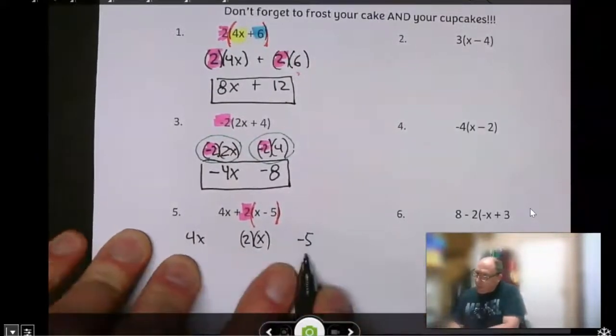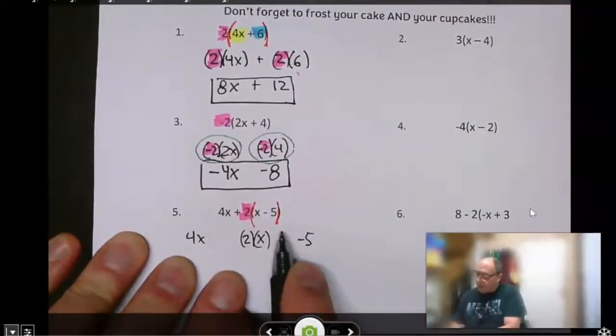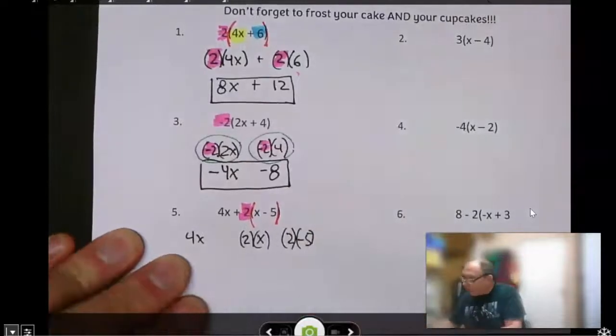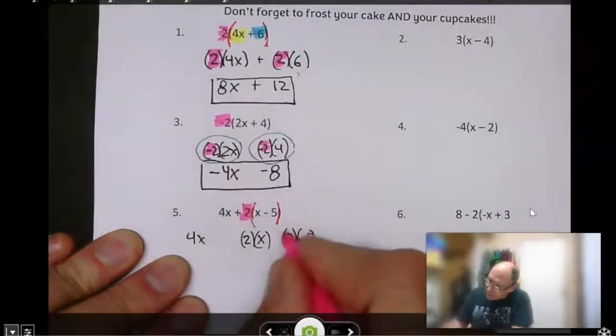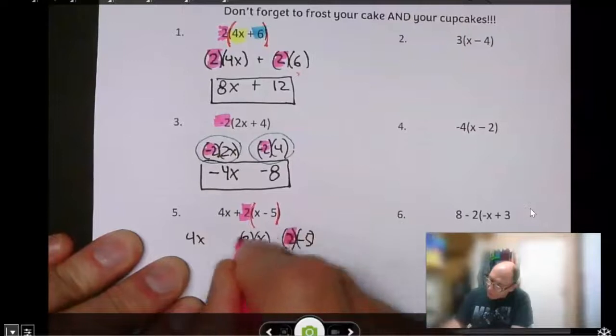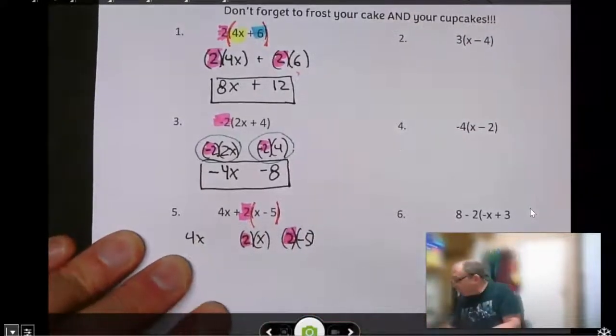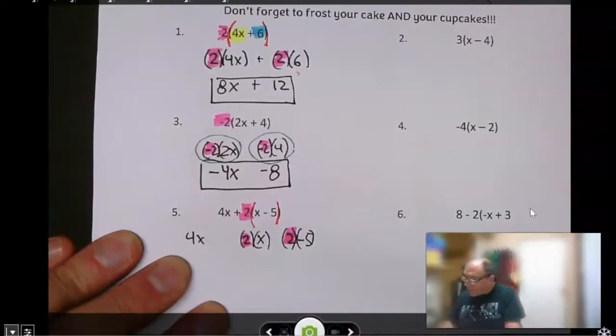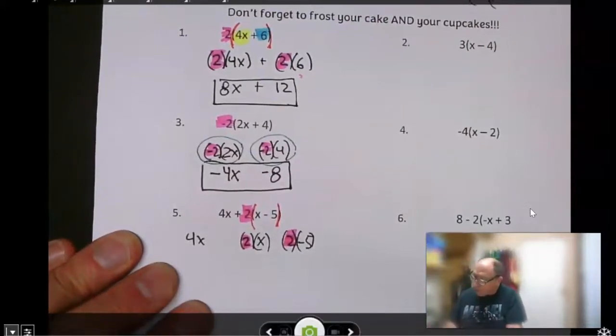And don't just leave that muffin there as a negative 5. No, it has to also be frosted. And that's the piece that we so often miss, is that I forget to frost my muffins, so to speak. Now, we're not going to talk about muffins and cake forever because it's not really a math term. But maybe it's a gimmick to help you remember how to do these.